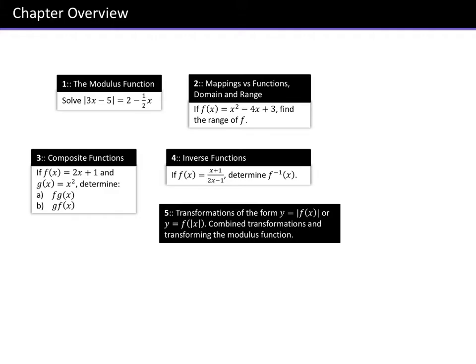So we're going to have a look at the modulus of the functions, which is brand new, okay? Then mappings versus functions, domain and range, a little bit's brand new, we've seen some before. Composite functions, we should be very happy with, this is from GCSE. Inverse functions, again, from GCSE. And then transformations of functions, when we're transforming the modulus of a function, that's brand new. Okay, so we've got a mix of new things and of things that we should already know.